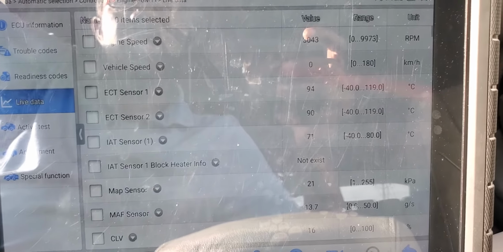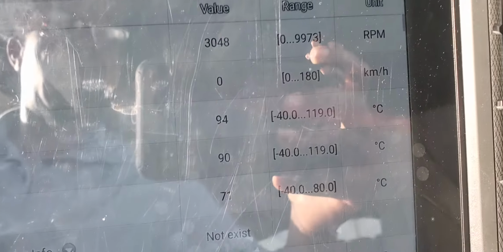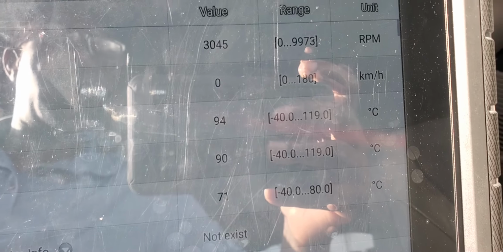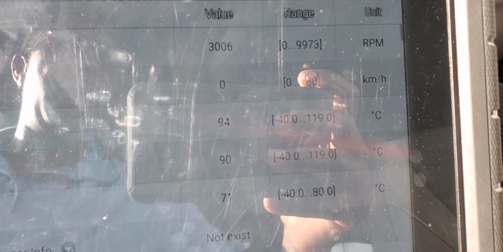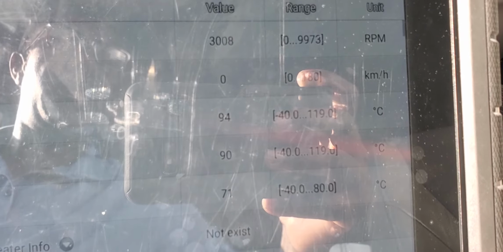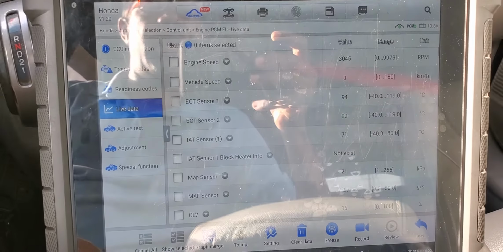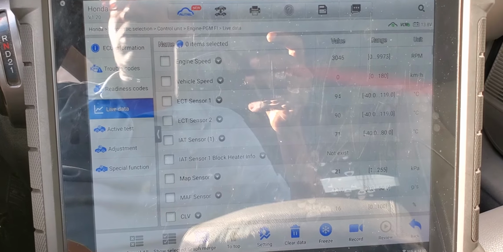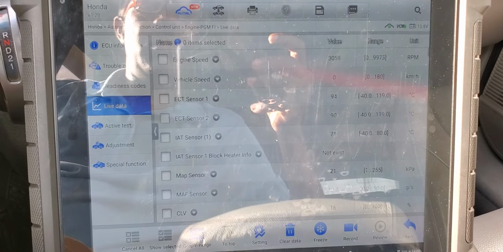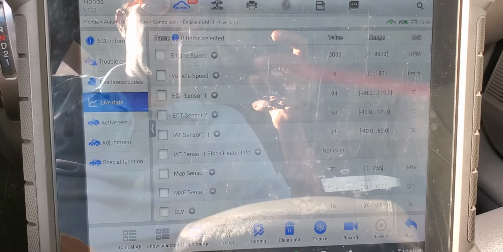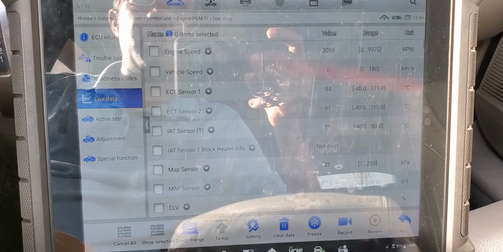So I'm going to wait on this one here. You see here I have 95, 90, because it says to reach 90 or 95. After 95, leave it running for 5 minutes. That's how to relearn the idle air control. I'm going to wait now to reach 95 centigrade. I'm not sure if it says 90 or 95, but I'm going to depend on cooling temperature sensor number 1.